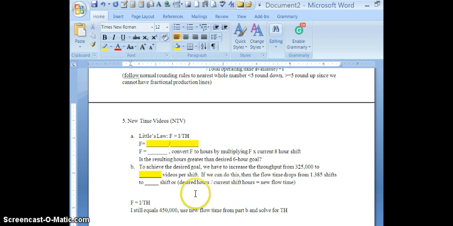What we want to do first is calculate the new flow time to reach that goal, which would be the desired hours, in this case 6, divided by the current shift hours, which is 8, and that will give us a new flow time of 0.75. Now that we've done that calculation in part B, we're going to plug those numbers into Little's Law formula. So F would be the 0.75 that we calculated in part B. The inventory is still 450 from the problem, and then we're going to solve for the new throughput.